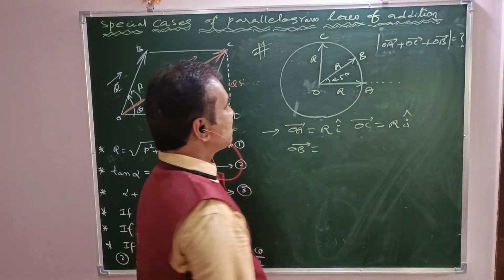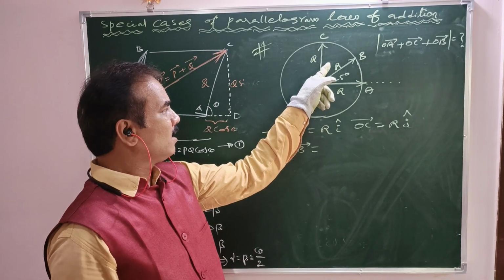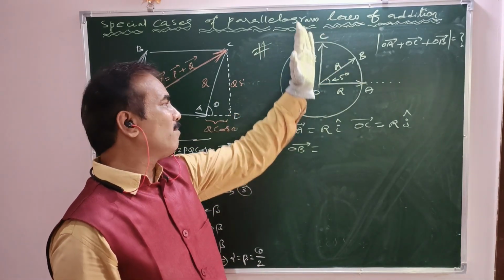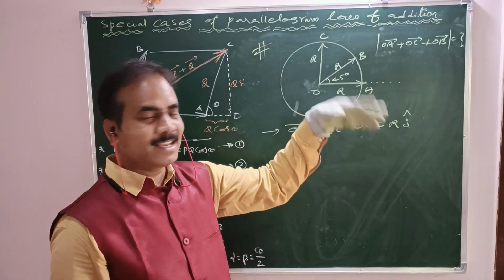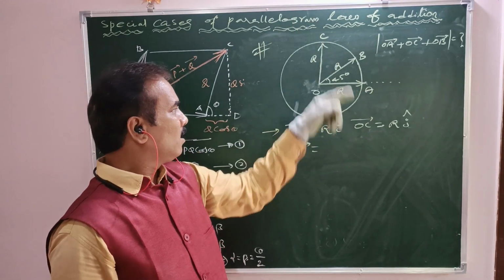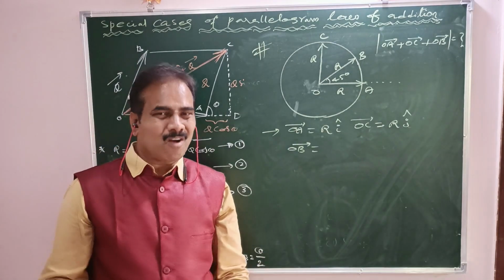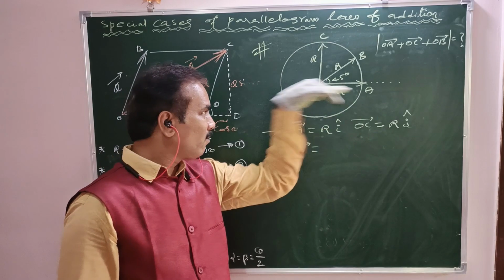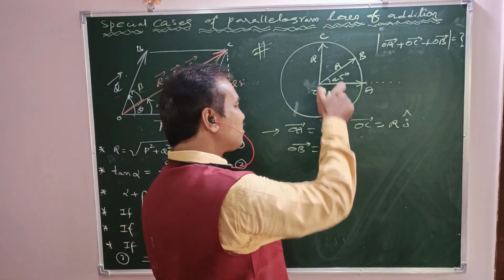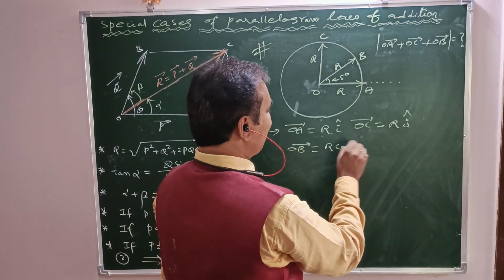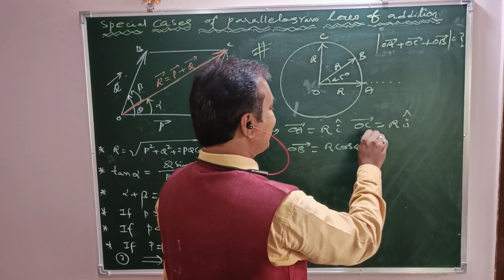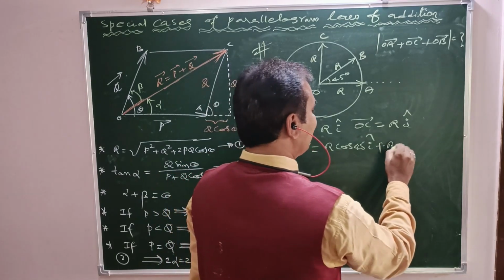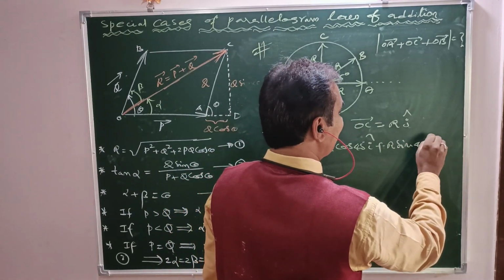OB bar is in the xy plane. In fact, OA bar is along the x-axis, OC bar is along the y-axis, but OB bar is in the xy plane. That is, it can be resolved into components. The hypotenuse is R. Here, what is the component? The x component is R cos 45 into i cap, plus, what is the opposite side? R sin 45 into j cap.